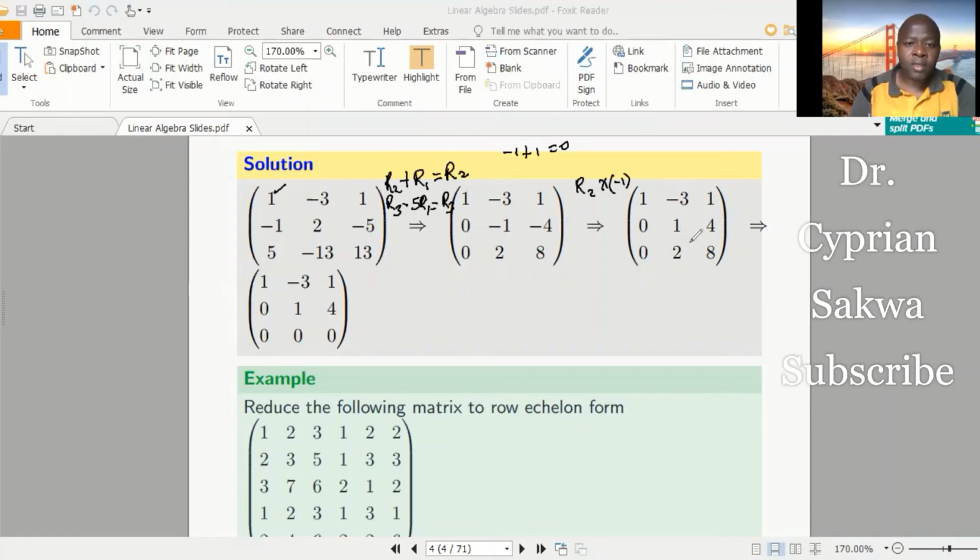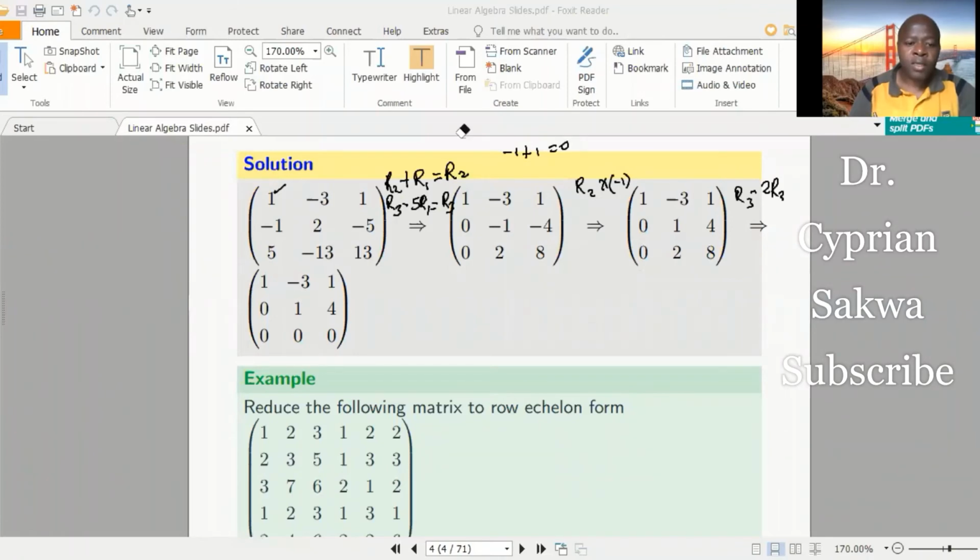I use it to create zeros below it. So to create a 0 in this position, I would want to have row 3 minus 2 row 2, and that gives me the new row 3. So if I multiply this by 2 and subtract from this, I have 0. If I multiply this 4 by 2, I have 8. Subtract from this, I have 0. So my matrix is now in echelon form.